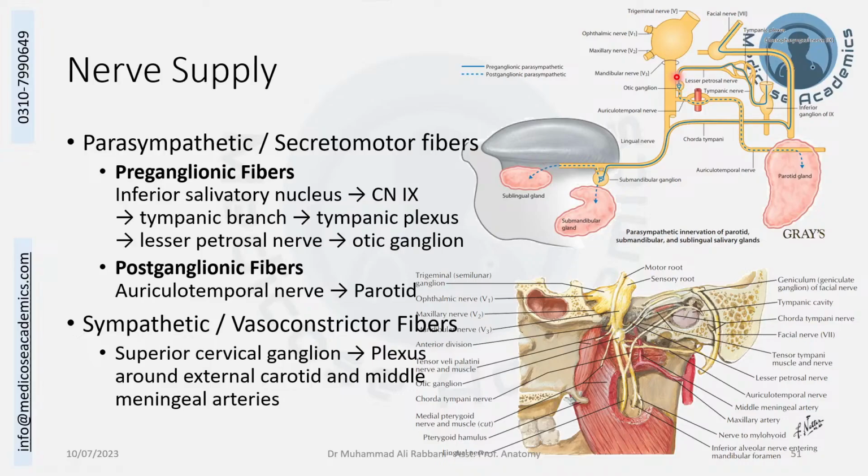I know it's a little tricky, and it may not be very easy to memorize right now, but just listen to it. We will go through this again, inshallah, when discussing the cranial nerves. So the presynaptic, first order neuron, the preganglionic cell body, is present in the brainstem, in the medulla, in the inferior salivatory nucleus. It exits with the glossopharyngeal nerve, and as it comes down to the infratemporal fossa, it enters the middle ear through the tympanic nerve.